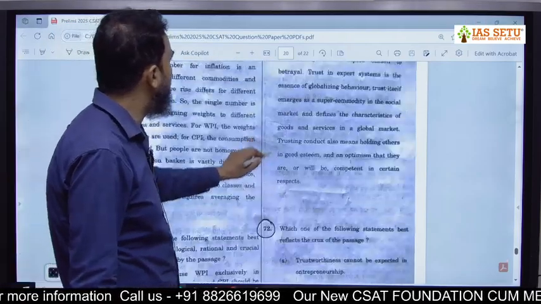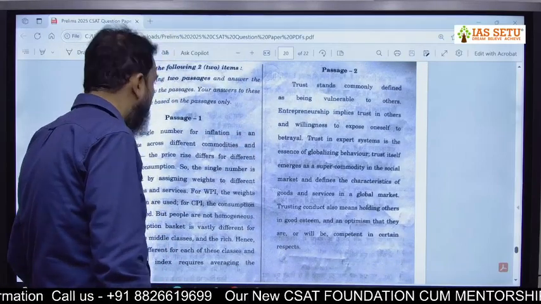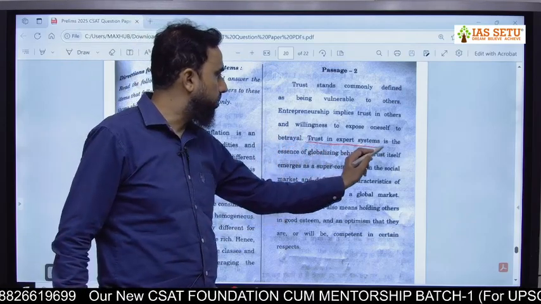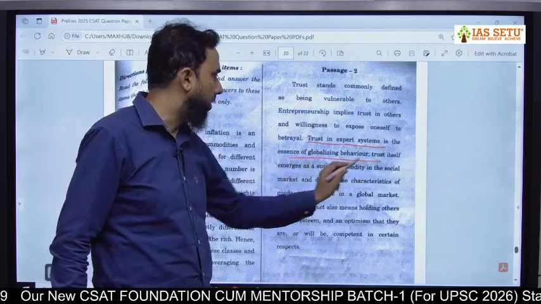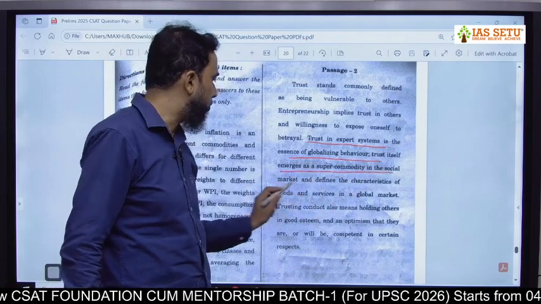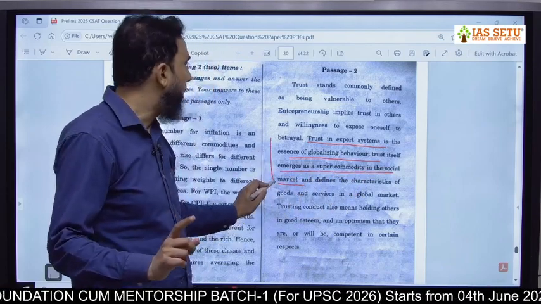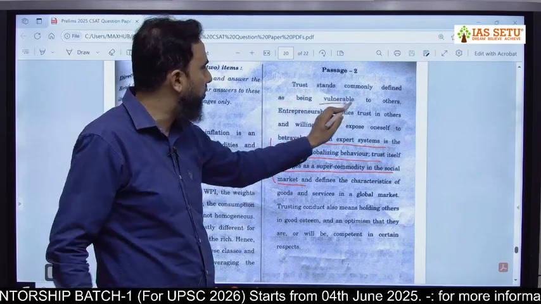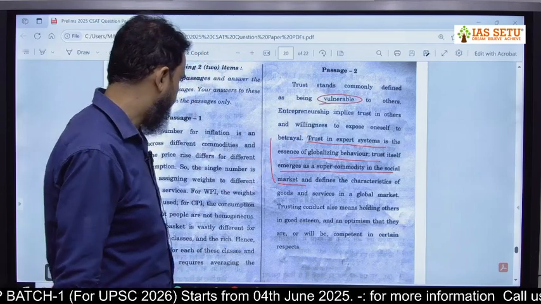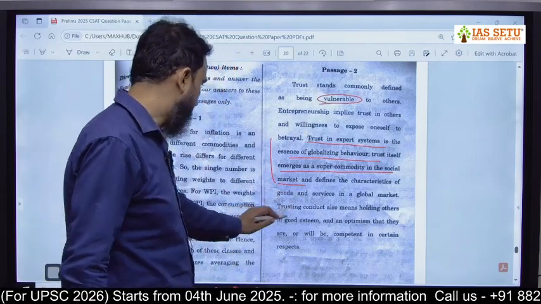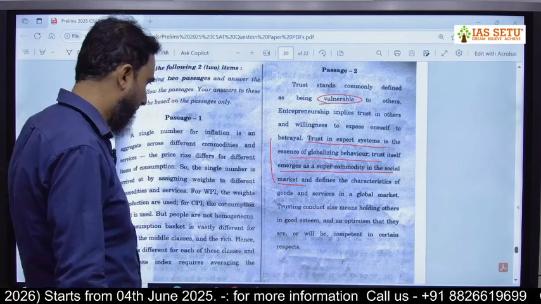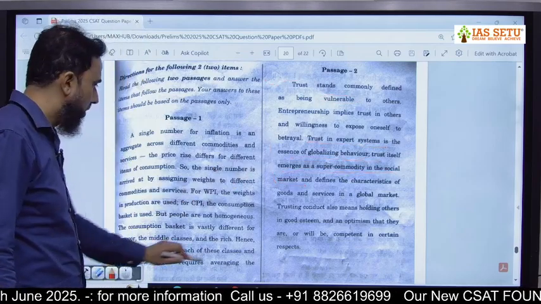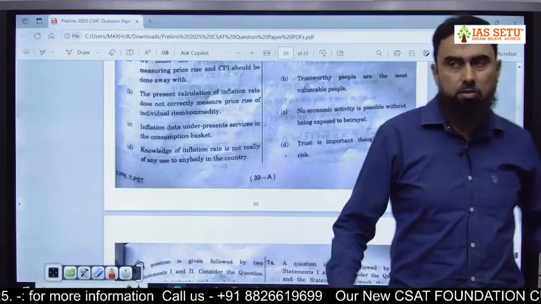I'm going to show you the data support for this. Look at its importance first. It says trust in expert systems is the essence of globalizing behavior. Trust itself emerges as a super commodity in the social markets. It means trust is important, right? But it is vulnerable and it is risky, as given in the first statement. Trust stands commonly defined as being vulnerable to others. Trusting conduct also means holding others in good esteem. So the vulnerability and this part support option D. So D is the right answer for question number 72.